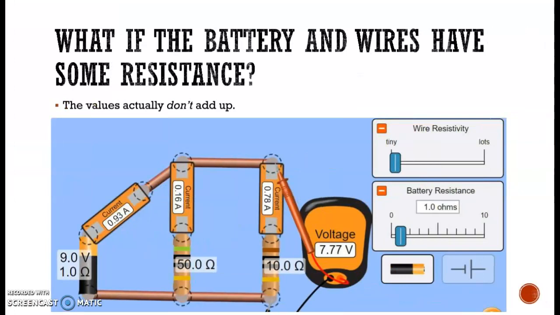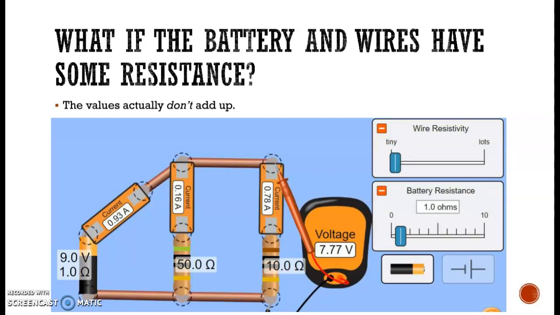So if we include this resistance of the battery, which 1 ohm is the smallest that I can make it, and make the wires have a little bit of resistance, you see it's not quite the 0 right over here, it's a little bit more than 0.